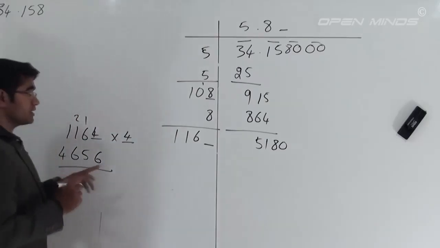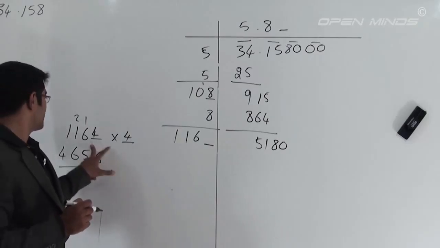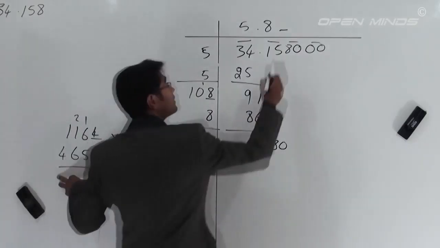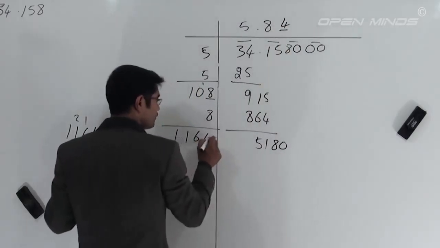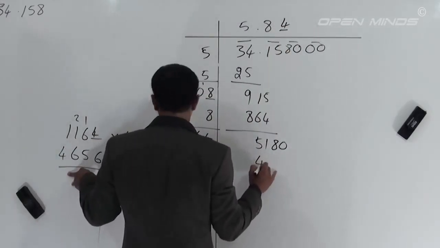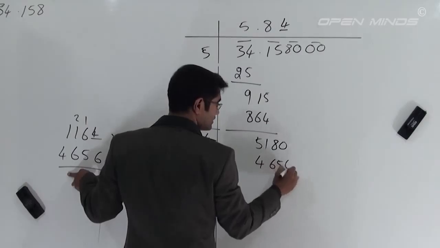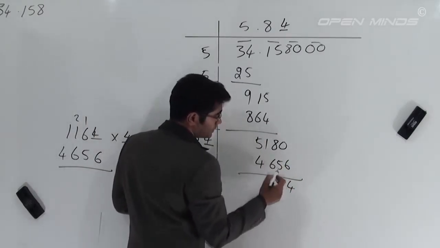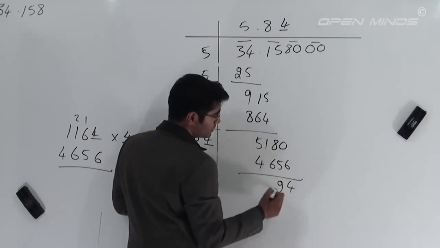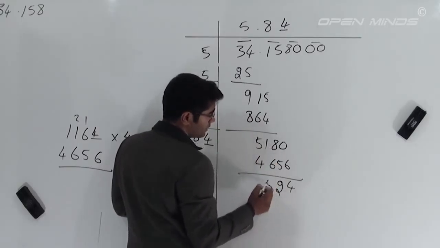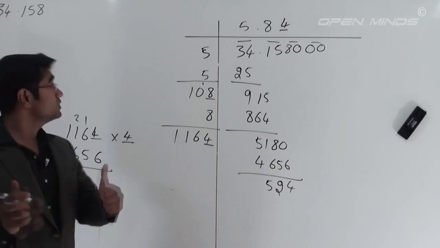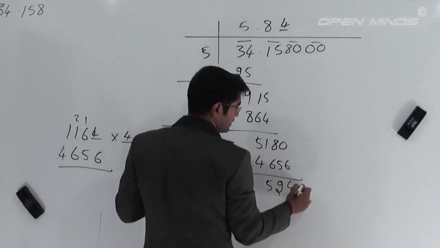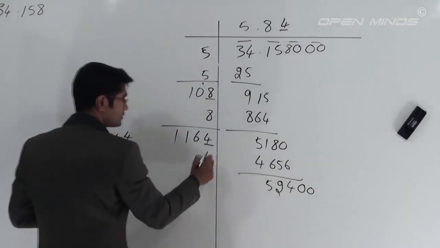So that guy is pretty close. Isn't it? I cannot take 5. If I take 5, it'll exceed 5,000. So not happening. Let's take 4 here and 4 here. And what I get here is 4,656, and subtracting, you get 524. Good. So what's the next thing? Pull down the next 2 zeros, and add this 4 here with this guy.